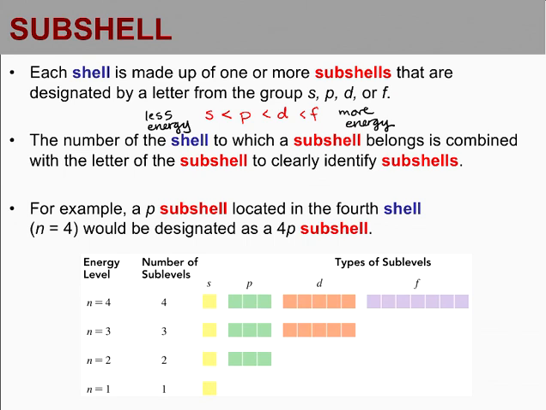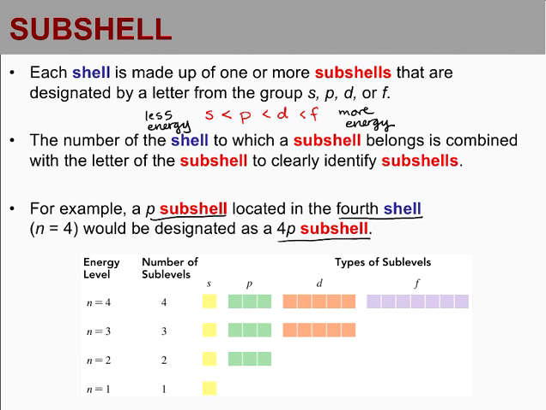So the number of the shell to which a subshell belongs is combined with the letter of the subshell to clearly identify where an electron exists. So as an example, let's say that an electron is in a P subshell, and it's located in the fourth shell, n equals 4. We would call that a 4p subshell. So we're just combining the shell number with the subshell letter.